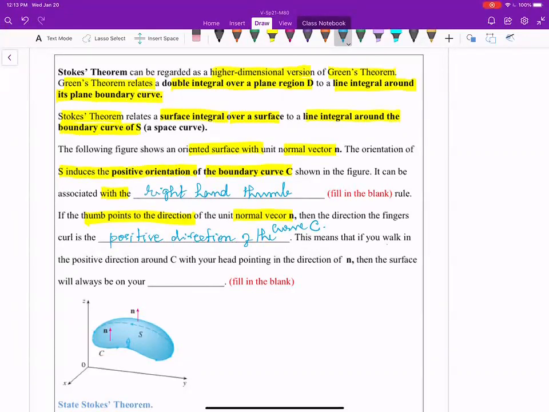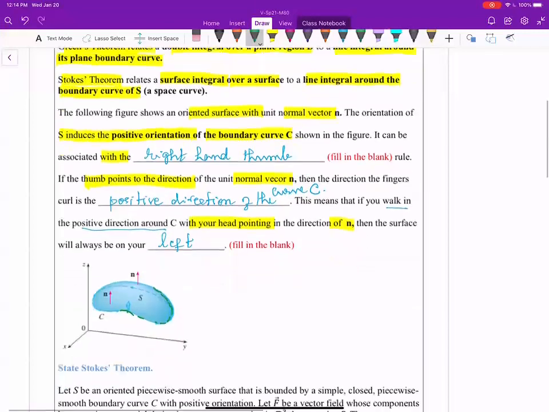This means that if you walk in the positive direction of C, with your head pointing in the direction of the unit normal vector n, then the surface will always be on your left. So you notice here you're walking along the boundary curve. You walk along this way and your head is pointing towards the unit normal vector, then what it means is the surface is always on your left side.